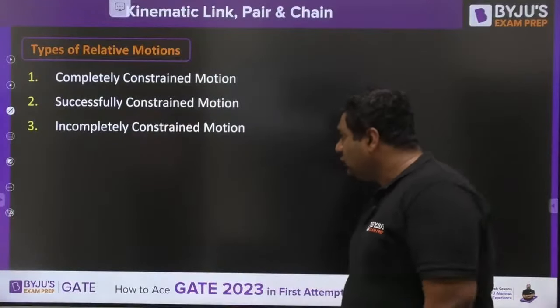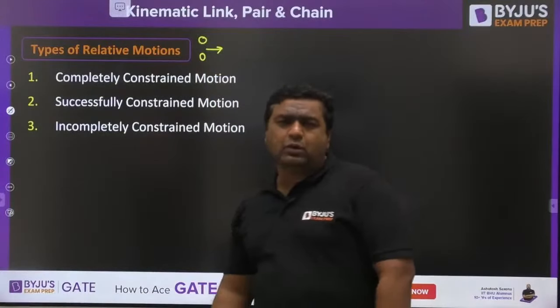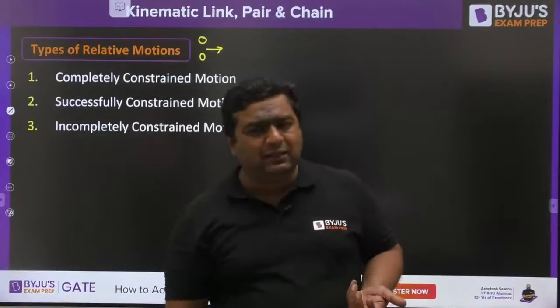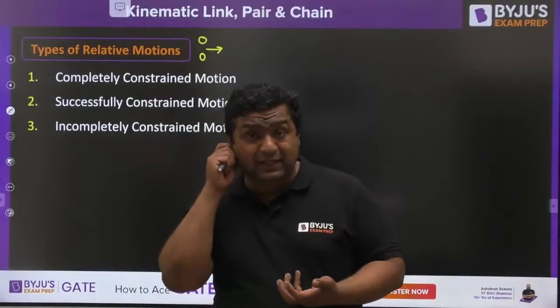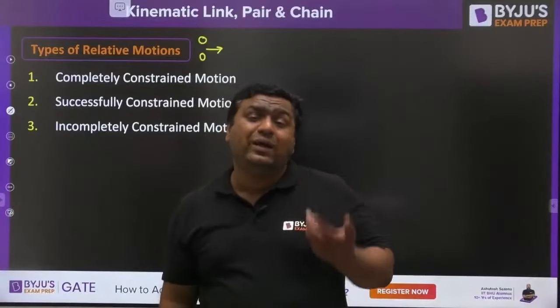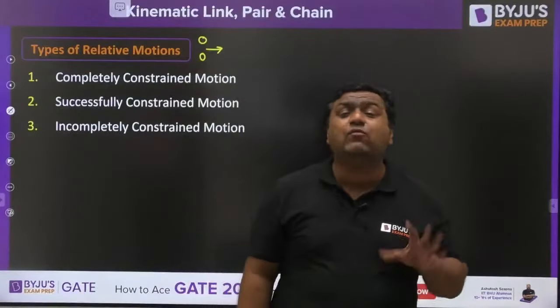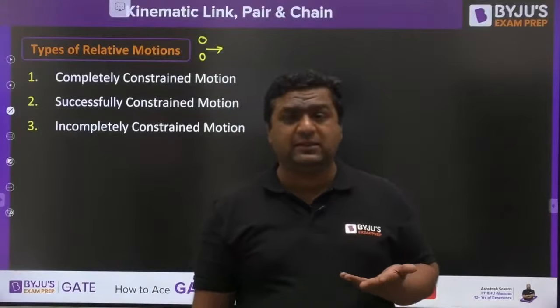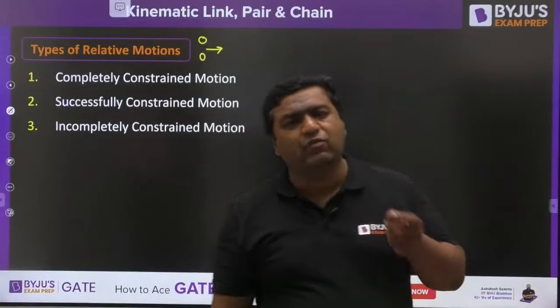Okay. So now we are talking about the types of relative motion. I told you anything can be called a link only for the special case when there is a relative motion. If there is no relative motion between two links, they would not be called two different links. So for anything to be a link, there should be a relative motion.